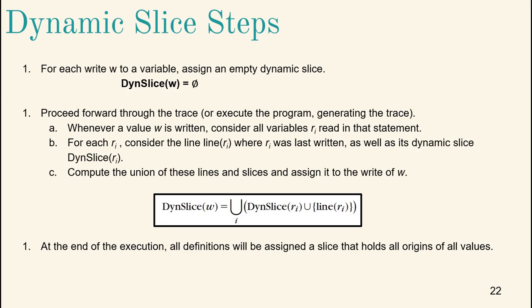Dynamic slice steps. For each write w to a variable, assign an empty dynamic slice. Proceed forward through the trace, or execute the program generating the trace. Whenever a value w is written, consider all variables r read in that statement. For each r, consider the line where r was last written, as well as its dynamic slice, dyn slice r. Compute the union of these lines and slices and assign it to the right of w. At the end of the execution, all definitions will be assigned a slice that holds all origins of all values. And you'll see what that means in a little bit.